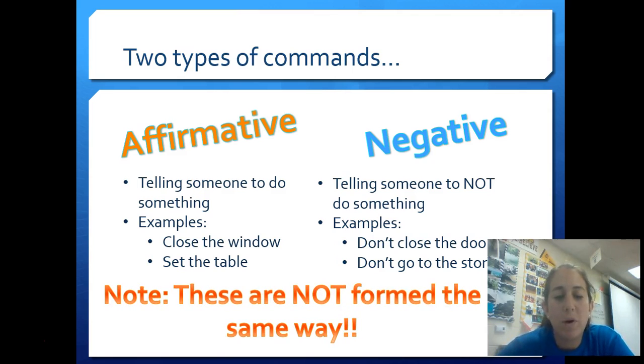Alright, but the reason why we are focusing on just affirmative commands today is because they are not formed the same way. So let's get our bearings straight with our affirmative commands and then we'll move over to our negatives.